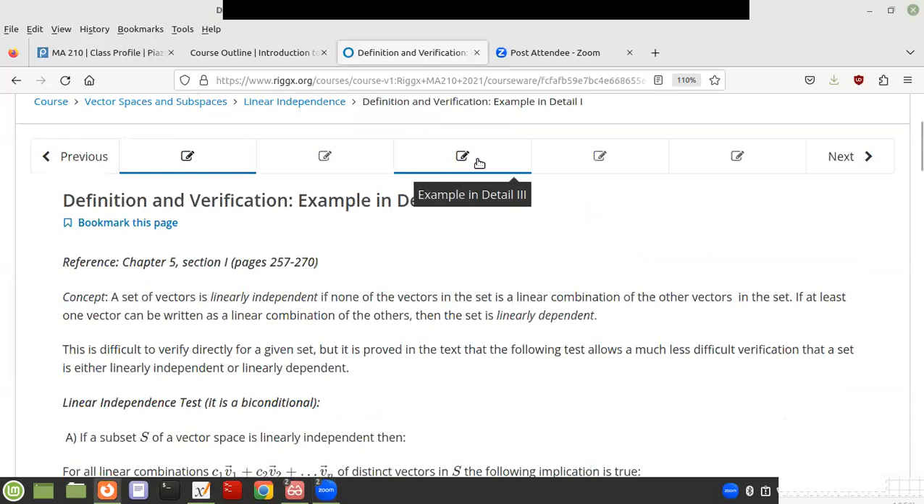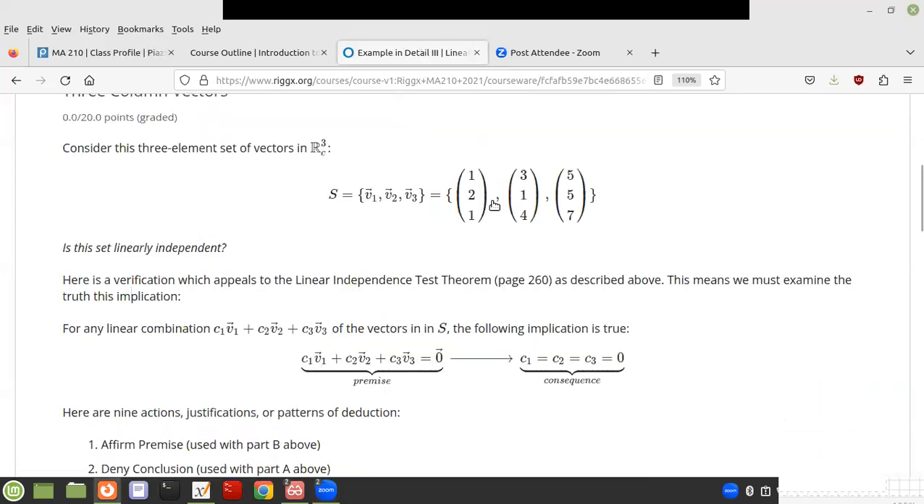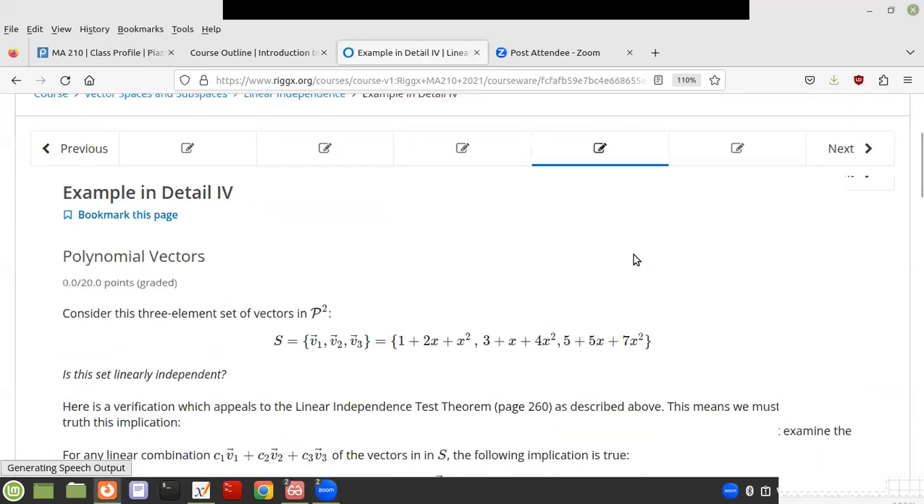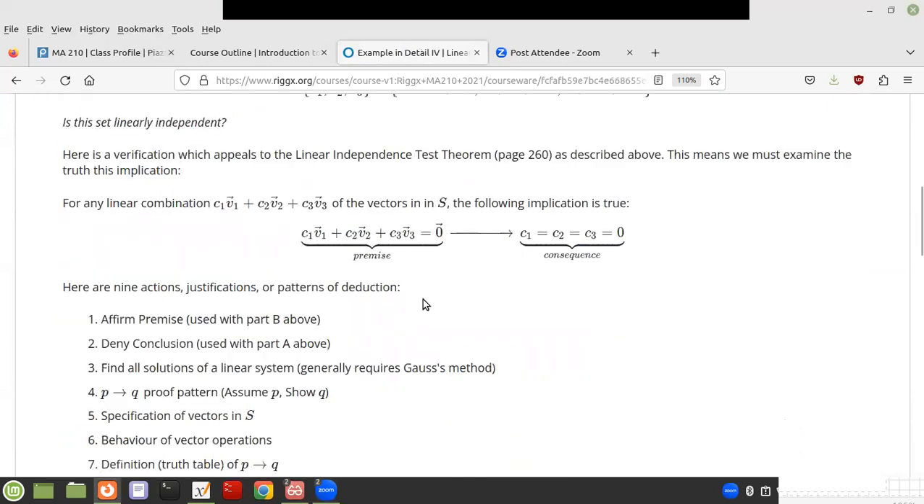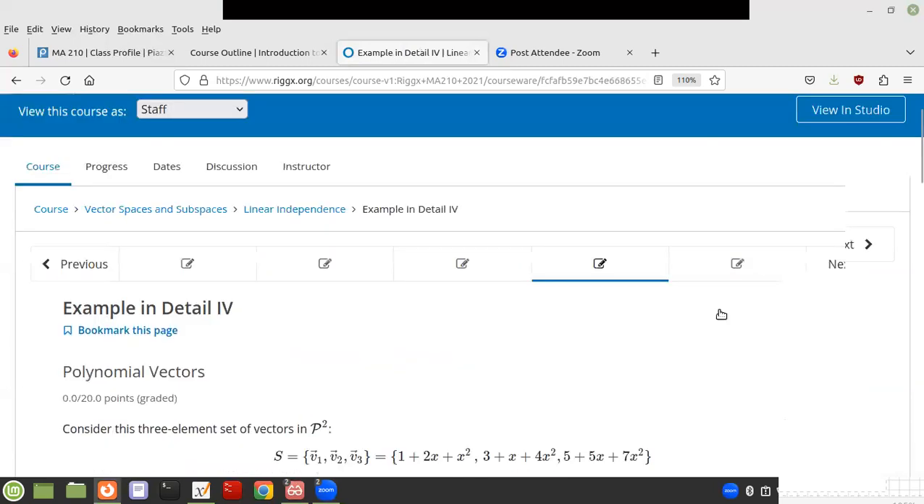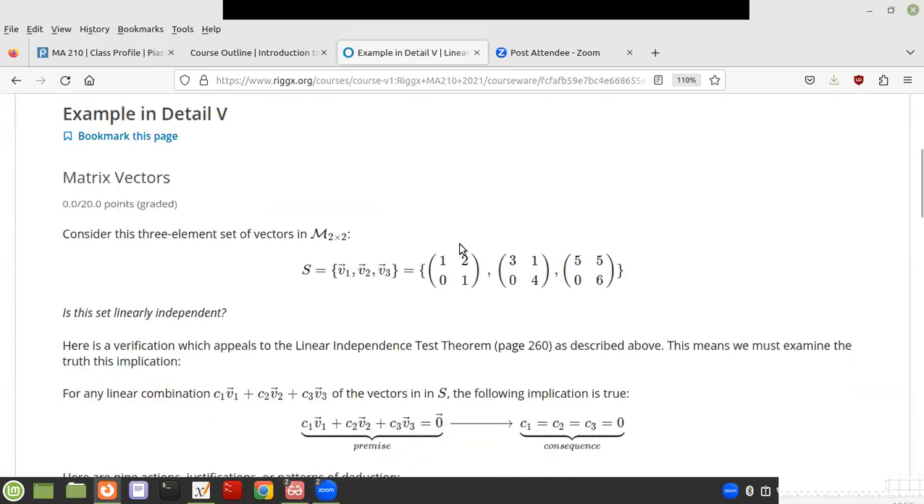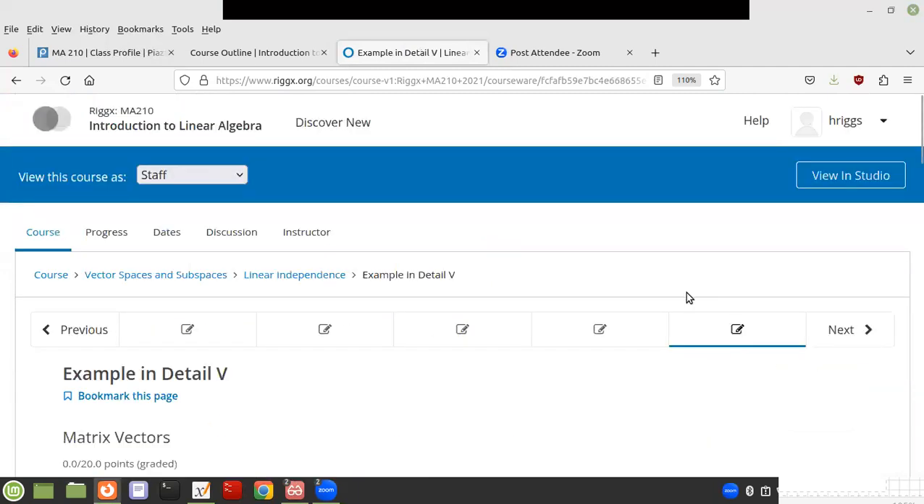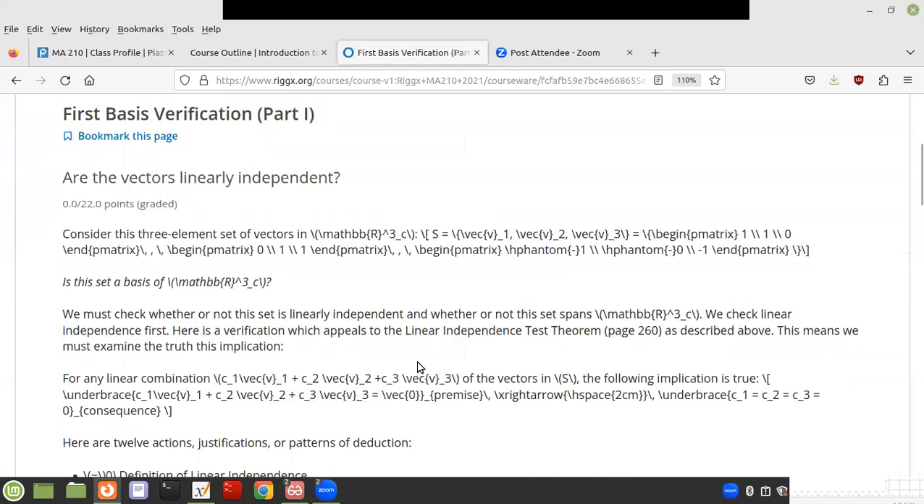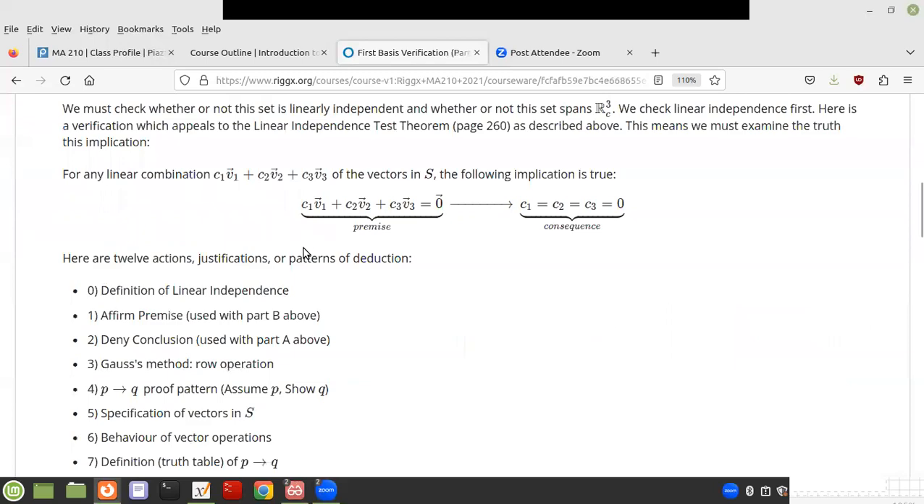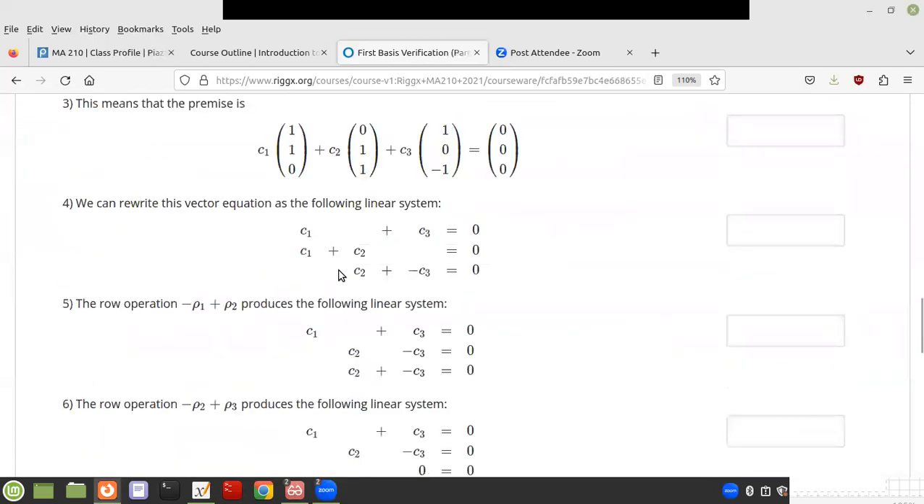And here you can see I've done examples with 3 vectors. Here's one with polynomials. It's the same pattern. And here's one with matrix vectors, but it's the same pattern. So that's linear independence. And let's see if we go on to more linear independence.